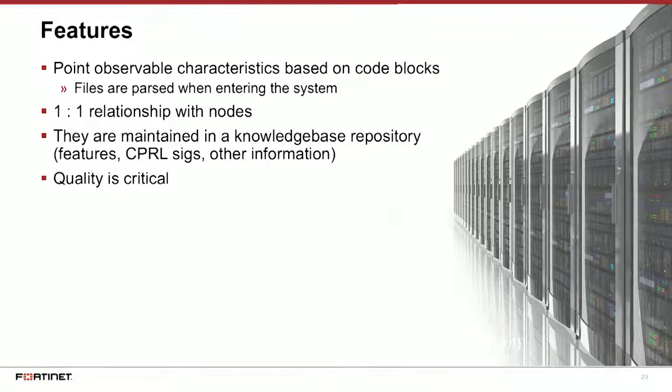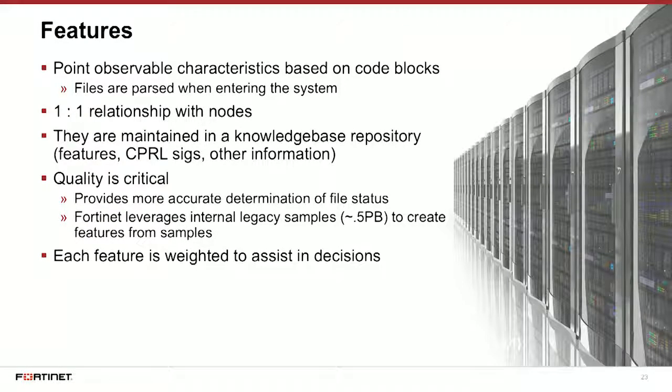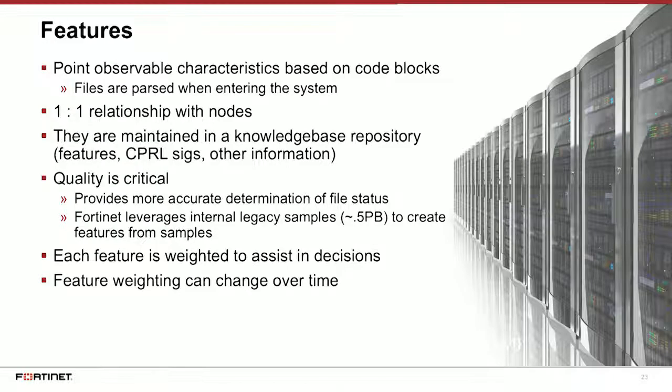Obviously, there's a motto in machine learning: the quality is critical. Garbage in, garbage out. So you have to be sure that you're feeding the system the very best representation of malware and the very best representation of clean files, right? So we are leveraging our internal legacy samples, which, as I told you guys, is close to 0.5 petabyte of virus samples. Yeah, and obviously, as I told you, the features are weighted to assist decisions. It's basically based on surety of indication and the frequency of observation of that feature amongst a population of virus files. Obviously, the feature weighting can change over time.